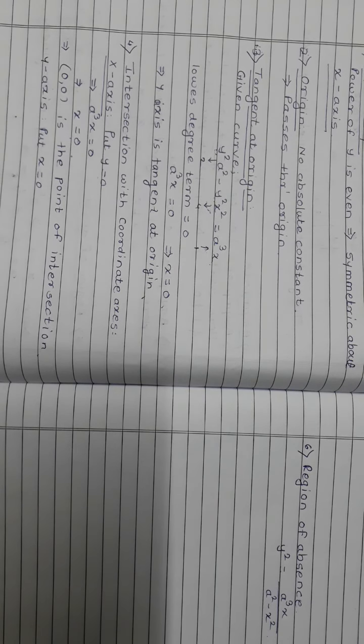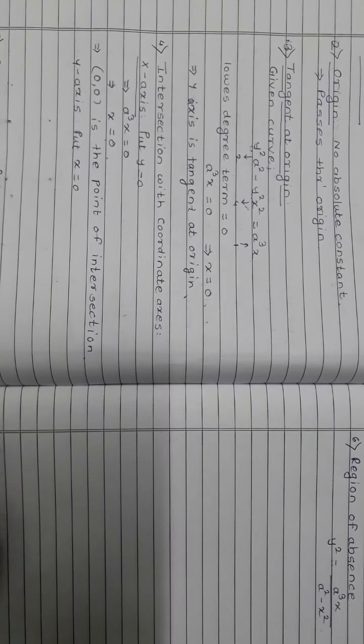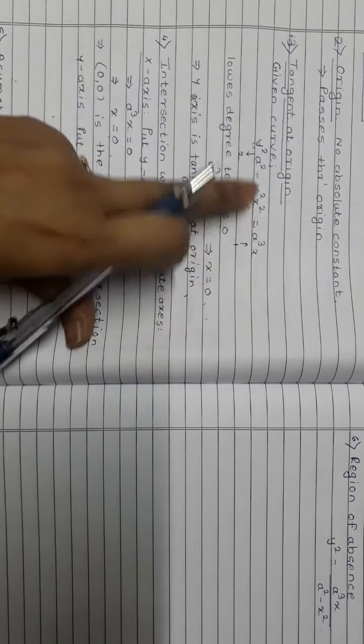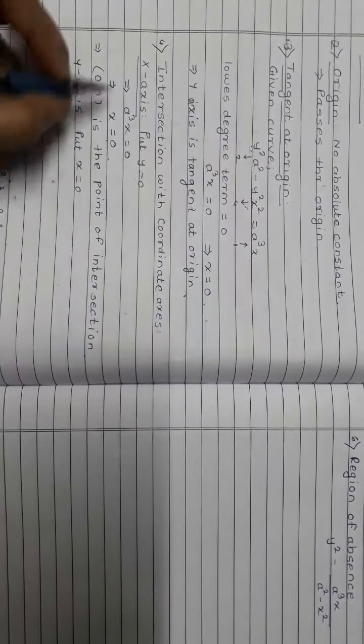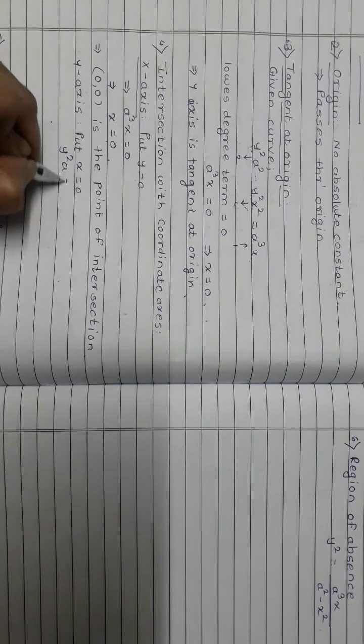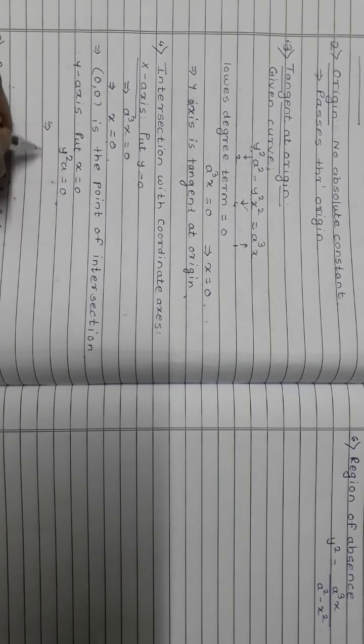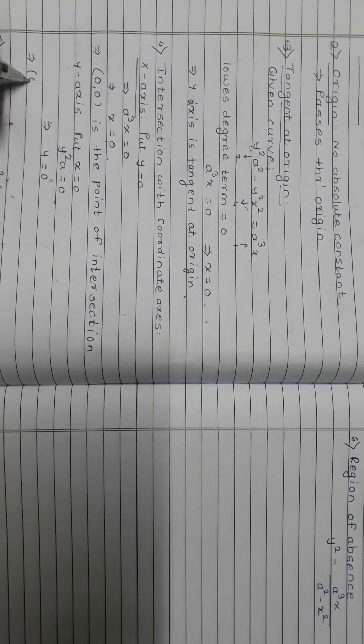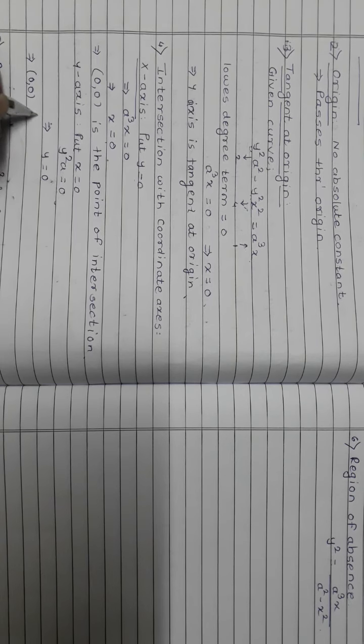Then with the coordinate axis y, we need to figure out the intersection with the y-axis. So substitute x equal to 0. This is 0. This is 0. What remains? y squared into a is equal to 0. So y is 0. So again just the point (0, 0), right? So (0, 0) is the point of intersection.